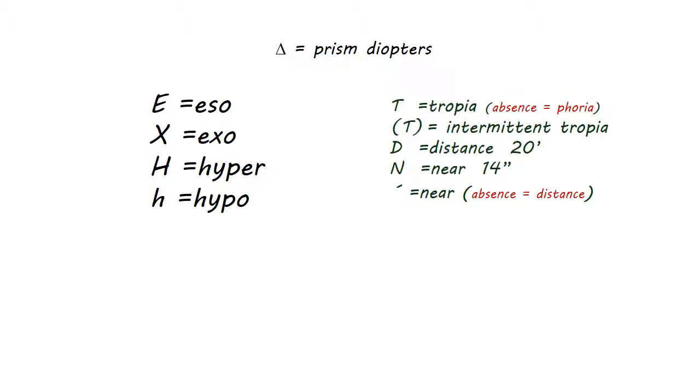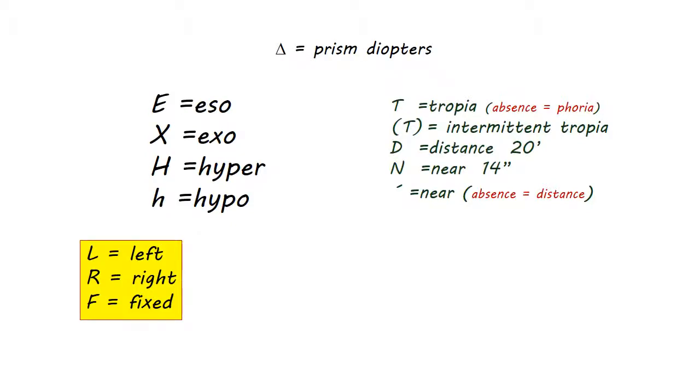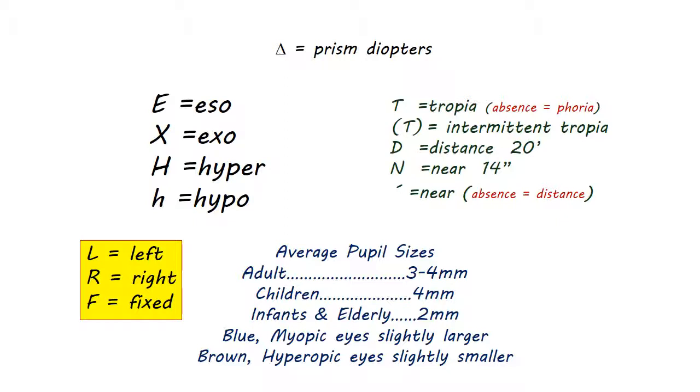Up at the top there, you'll see that triangle. That is the Greek letter delta, and that's used in superscript, and that denotes prism diopters. That's the measurement of prism, and we're going to be doing that in just a minute. And then, of course, L for left, R for right, and F for fixed.